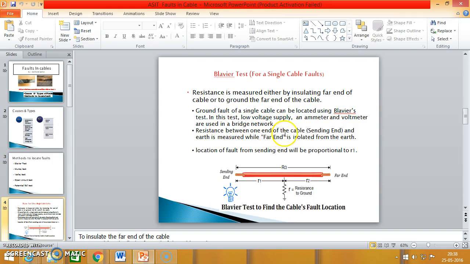Resistance between one end of the cable, the sending end, and earth is measured while the far end is isolated from the earth. Location of the fault from the sending end will be proportional to R1 as per the following figure.